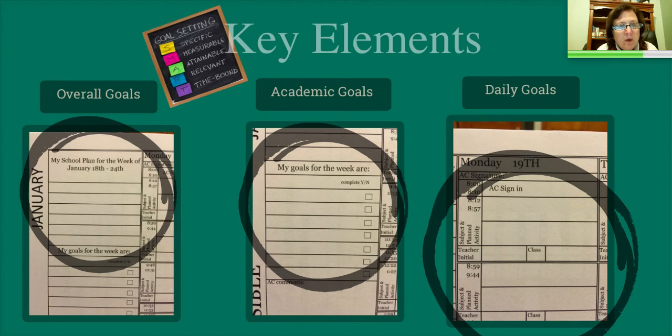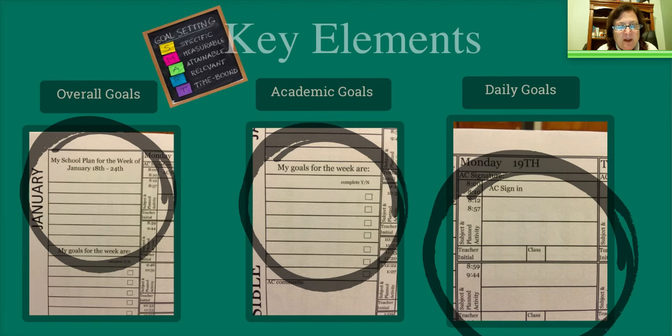Overall goals, and if you look at the left-hand side, it says My School Plans for the week of January 18th through the 24th. At the top there, those are general goals, whether they're something to do with a sport that you're in or maybe some type of an outside activity, as well as your academic goals.